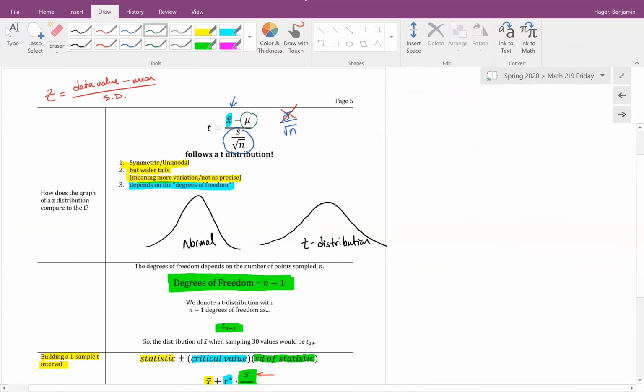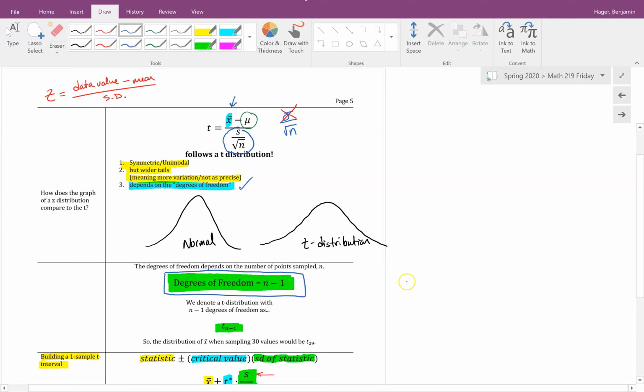And I mentioned in the last video a little bit of the difference between a normal and a t-distribution. The t-distribution is still symmetric, it's still unimodal, it's simply wider, it's more spread out. Another thing that's a little unique about it is it depends on the degrees of freedom. That's what dictates how wide this thing is. The degrees of freedom are directly tied to your sample size.